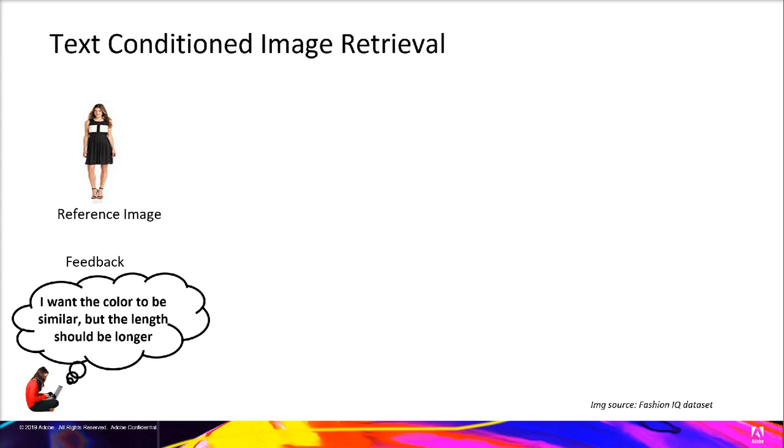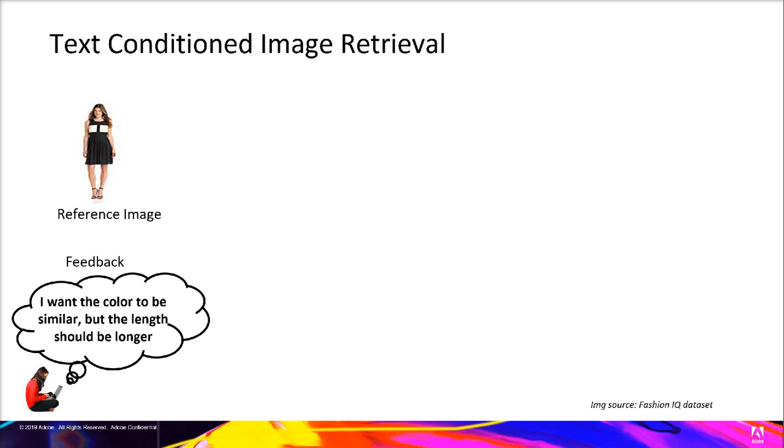In this problem, we are given a reference image. For example, a model is wearing a black dress. Along with this reference image, we are given some text feedback by a user. For example, I want the color to be similar, but the length should be longer.